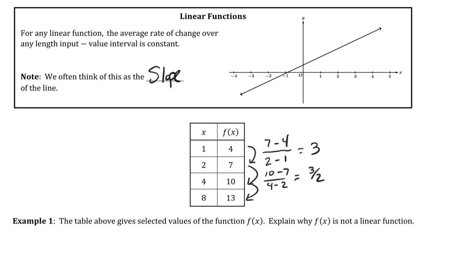Already I see a problem here. And last but not least, we do 13 minus 10 over 8 minus 4. That's going to give us 3/4. These would have to be constant for this to be linear. So this is not a linear function.